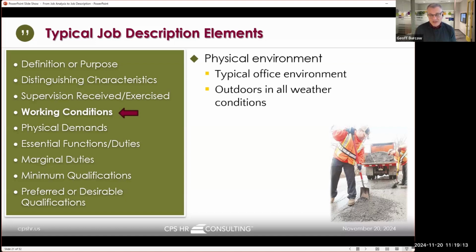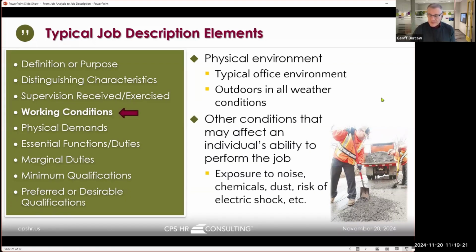environment. So do people work in a typical office environment? Do they work outdoors in all weather conditions? That sort of thing. And also any other conditions that could affect an individual's ability to perform the job one way or another, whether it's literally a hazard and could be dangerous, or they just need to be willing to work in that kind of environment, like exposure to noise, exposure to chemicals and dust. If there are hazards like risk of electric shock, all that kind of stuff, you definitely want to have that in your job description somewhere because people need to be aware of that.